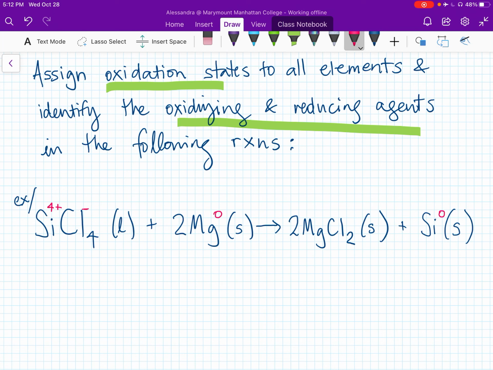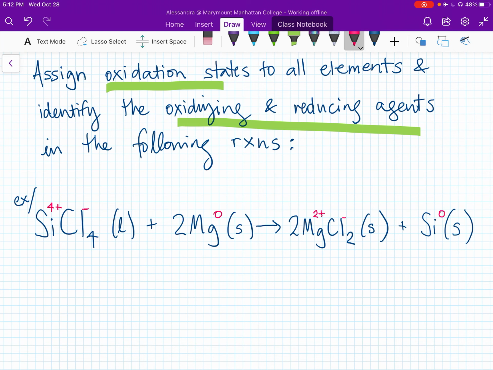If you look at the periodic table, 4+ is the charge that silicon tends to take in compounds. Over on the right side of the equation, you know that magnesium in compounds is an alkaline earth element, so it's always 2+. And that means since I have 2 chlorines in the compound here, each of them is going to be -1. So now let's figure out which element is being oxidized and which element is being reduced.